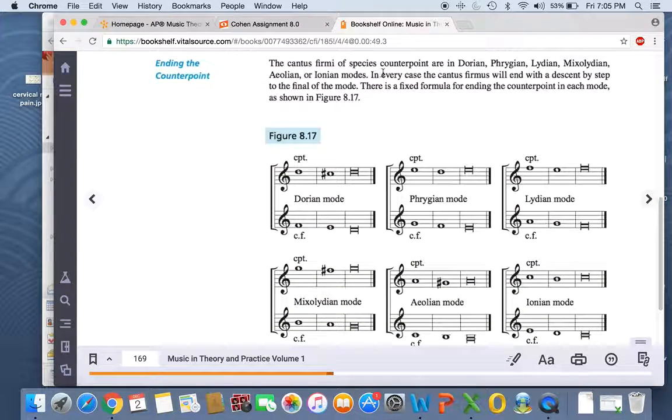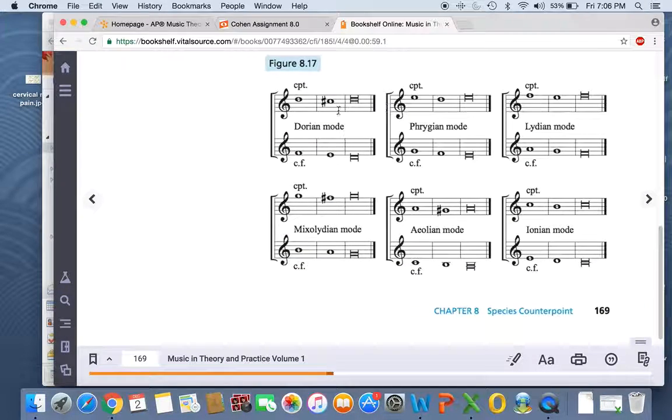Ending the counterpoint. The cantus firmi of species counterpoint are in Dorian, Phrygian, Lydian, Mixolydian, and so on. In every case, you know what it is? It's every mode except the 7th. In every case, the cantus firmus will end with a descent by step to the final. There's a fixed formula. So, let's get it. Look at that. You're going to want to pay special attention. On Dorian, you're going to raise the 7th. Phrygian, you don't. Lydian, you don't. Mixolydian, you do raise the 7th. Aeolian, you raise the 7th. And Ionian, you don't because, well, that's already a half step. So what good would it do you?